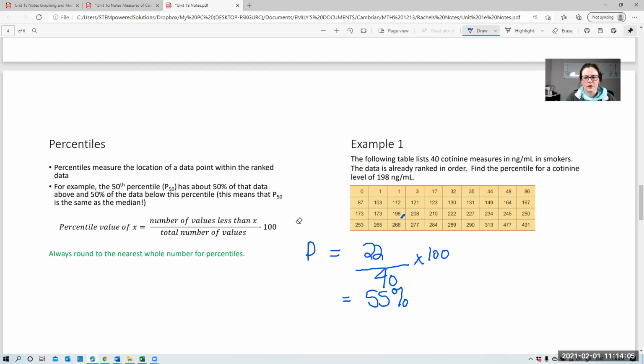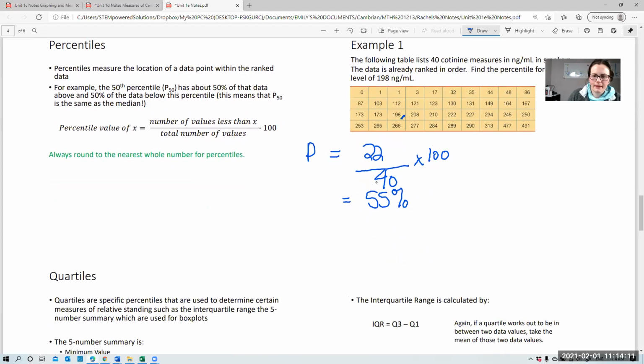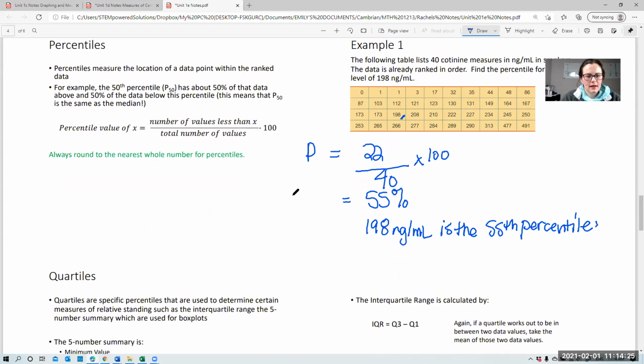Always round to the nearest whole number for percentile. So this is the 55th percentile for cotinine. And it's always nice to finish off with a sentence. All right.